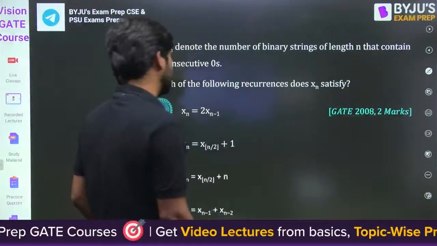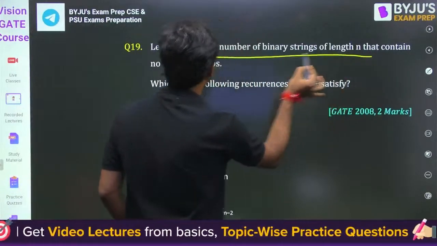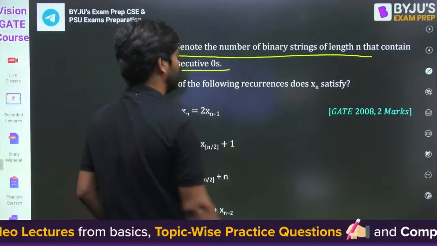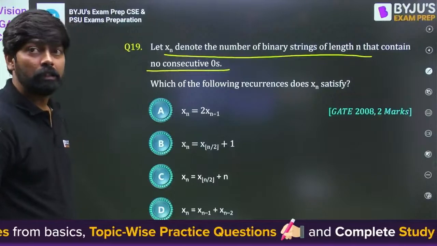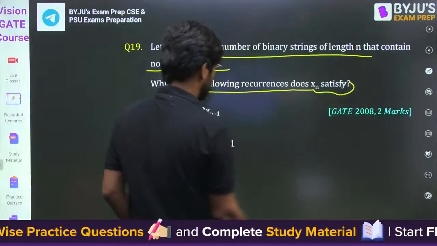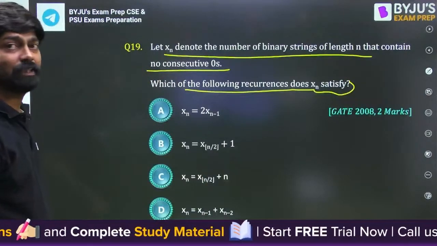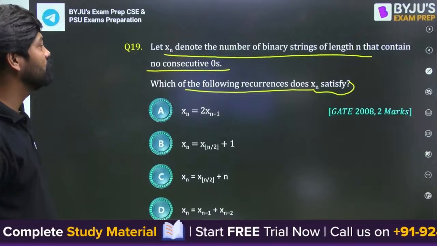Now, if we see this one correctly: let xn denote the number of binary strings of length n that contain no consecutive 0s. Which of the following recurrences does xn satisfy? They are asking about no consecutive 0s.